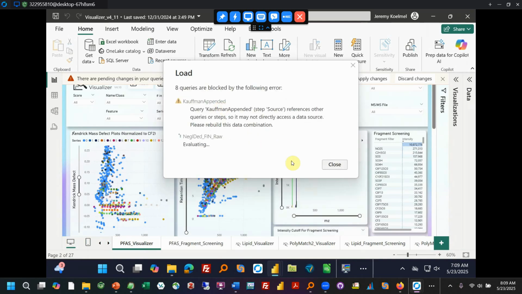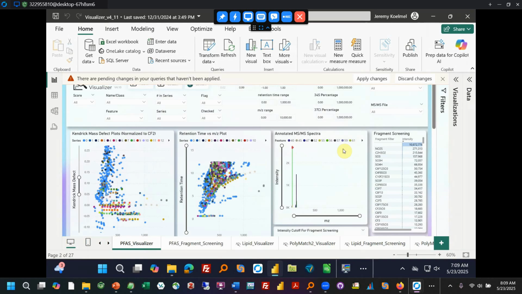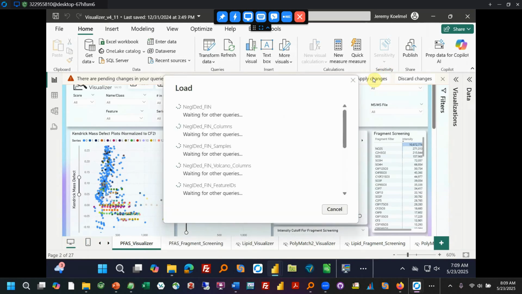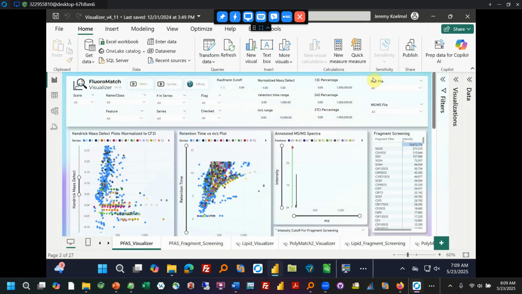So again, the Kaufman appended that occurs often, just close that and click apply again. The only ones that take a long time to load are the MS1 spectra, the EICs, the MSMS, because those can be large. So it should look exactly the same when you load it in. It's the same data, but now if you look at these flags, you can see the different flags, right?